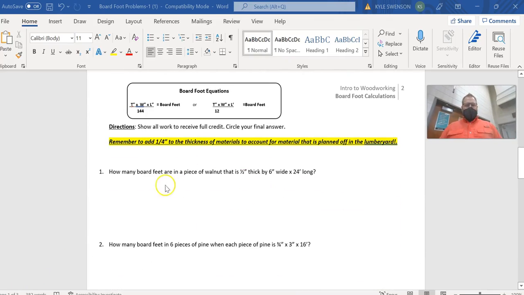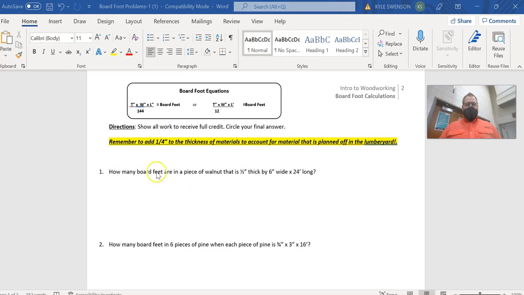When we get down to here, these are more story problems. We've got to start adding this 1/4 inch thickness to the material because this is all solid wood. So we're planning on all of this to be solid wood. None of this is particle board, chipboard, MDF, any of those engineered products. This is all solid wood.